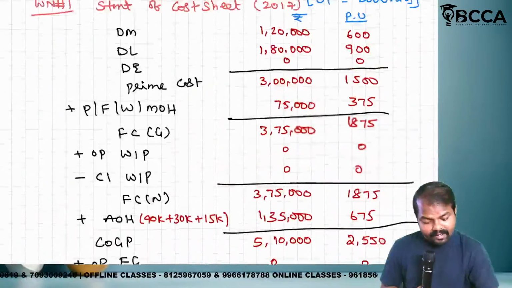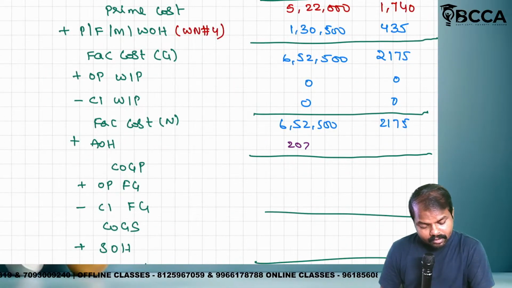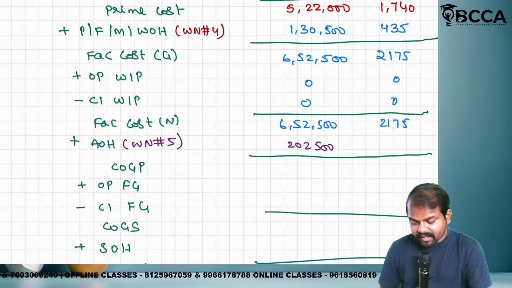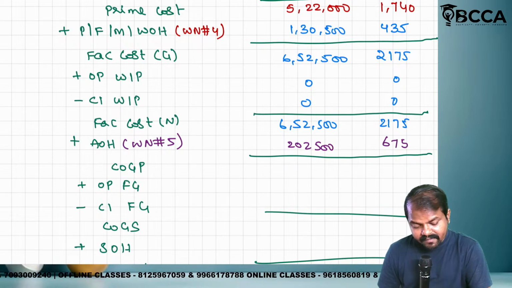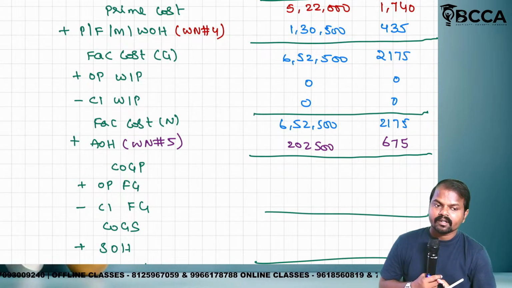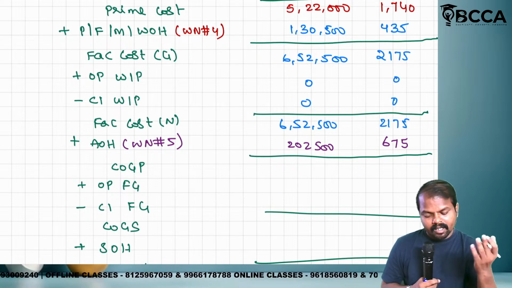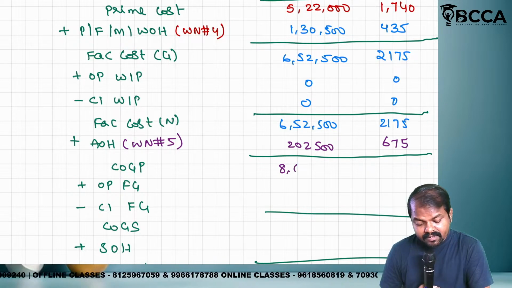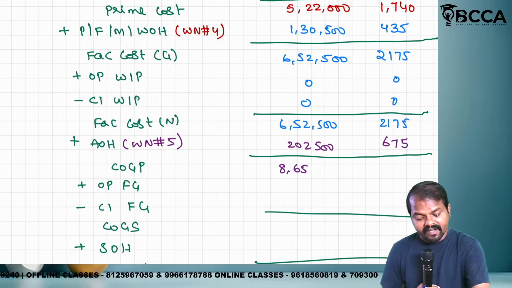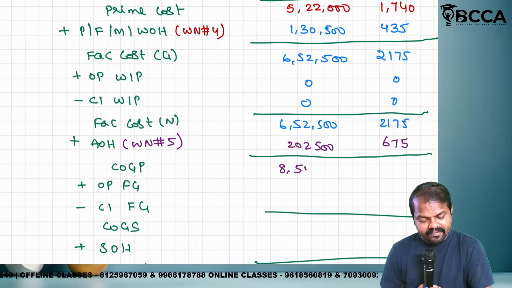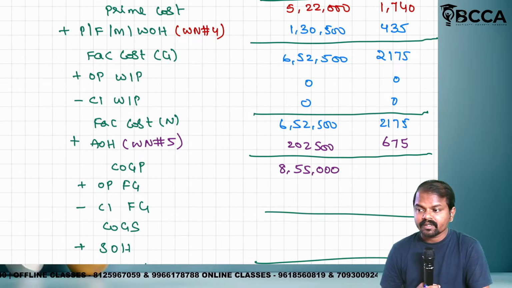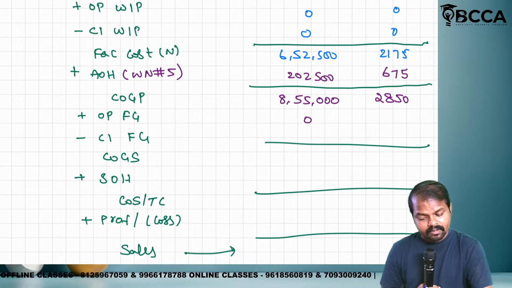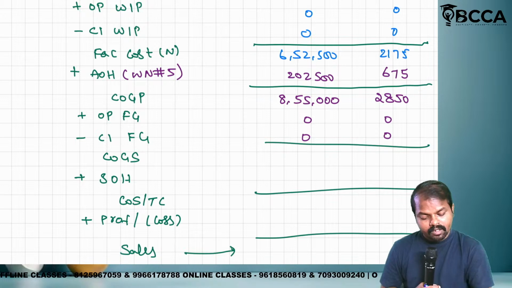So we will write here 202,500. Working note number 5. What is the per unit cost? 675. Correct? Please calculate. 8 lakh 55,000. Opening stock of FG is given. Closing stock. Cost of goods sold, same result.